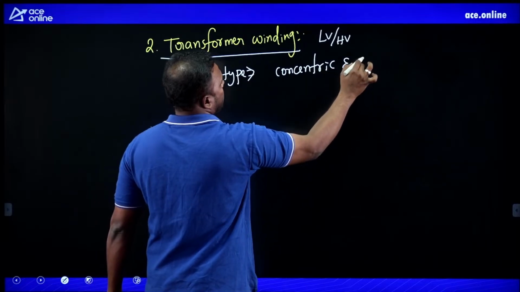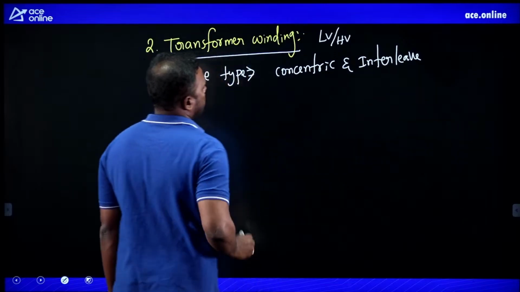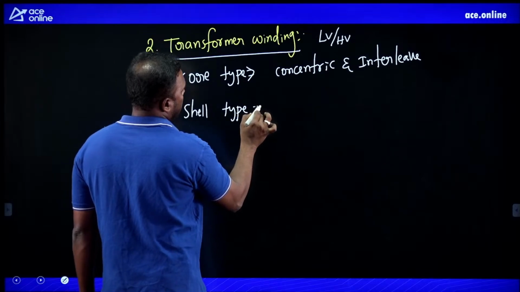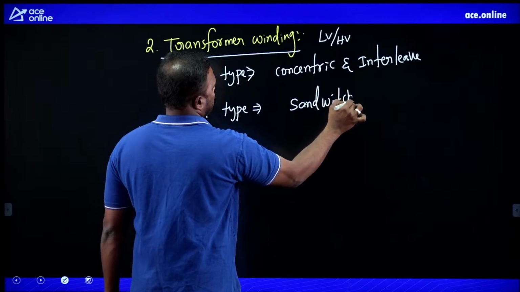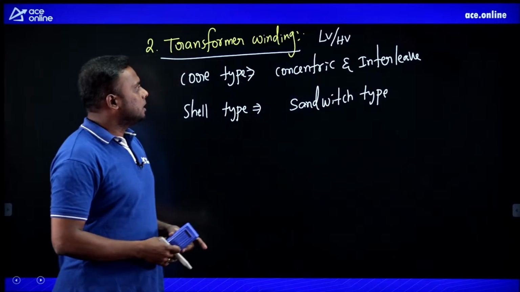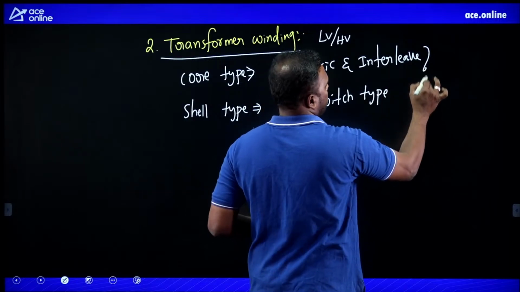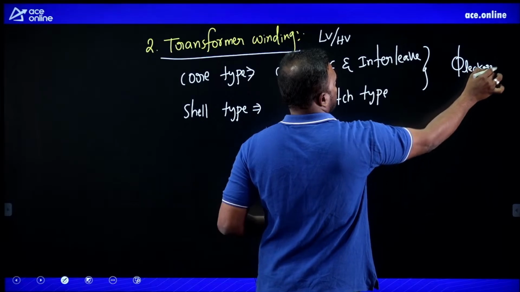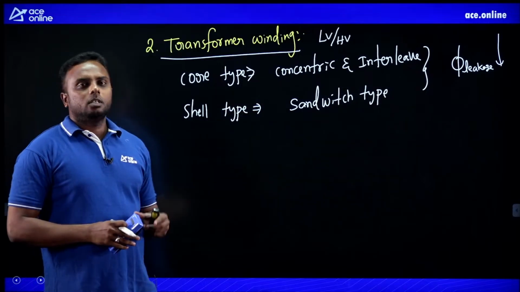Concentric and interleave winding procedure. And in shell type transformer, the winding procedure used is called sandwich winding procedure. Now, why do we use both? Why do we use concentric and interleave, and why sandwich? The reason for both is to reduce leakage flux. To reduce leakage flux in the transformer, we use these windings in the particular type of magnetic circuit. Concentric is nothing but 50-50.